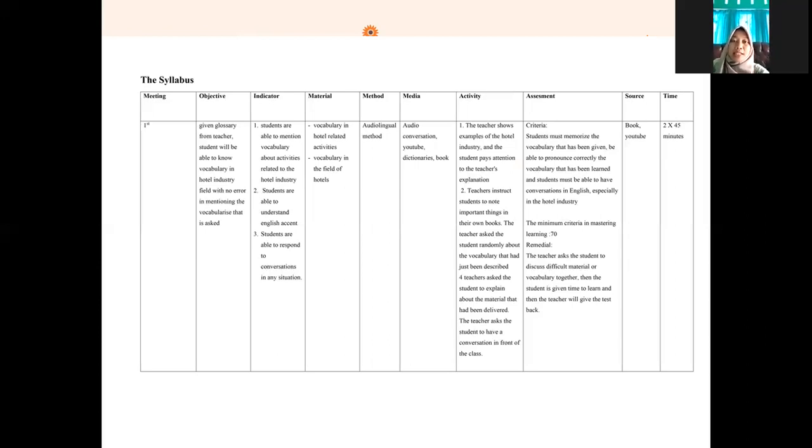And the next is assessment. The criteria for assessment are that students must memorize the vocabulary that has been learned and pronounce it correctly, and students must be able to have a conversation in English, especially in the industry. And the minimum criterion for mastering learning is 70. The remedy is to ask the students to discuss difficult vocabulary material together. Then the students are given time to learn, and then the teacher will give tips. The sources are books and YouTube, and the time is 19 minutes.